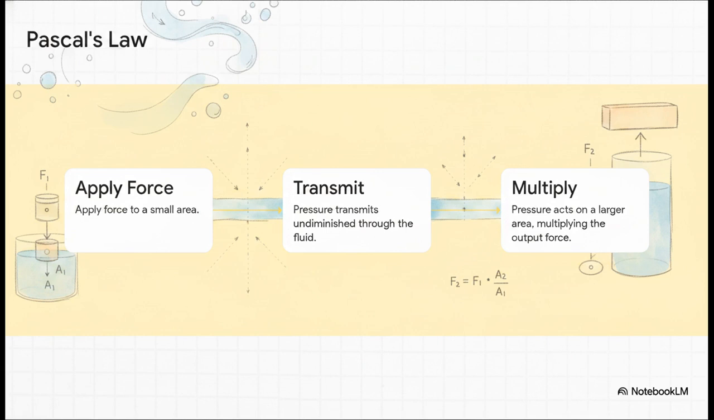Think about a hydraulic lift. You apply a tiny force on a small area, like a master cylinder, creating pressure. That exact same pressure travels all the way to a massive slave cylinder. Because that second area is larger, your output force is literally multiplied. This is a super common 2-mark conceptual question. To ace it, always write the principle first and then the formula. Force 2 equals force 1 times the ratio of area 2 to area 1.